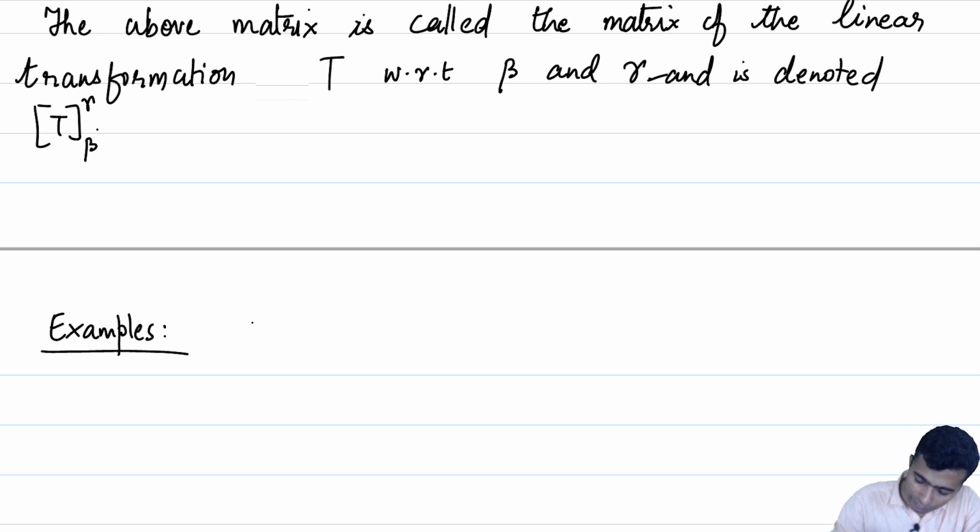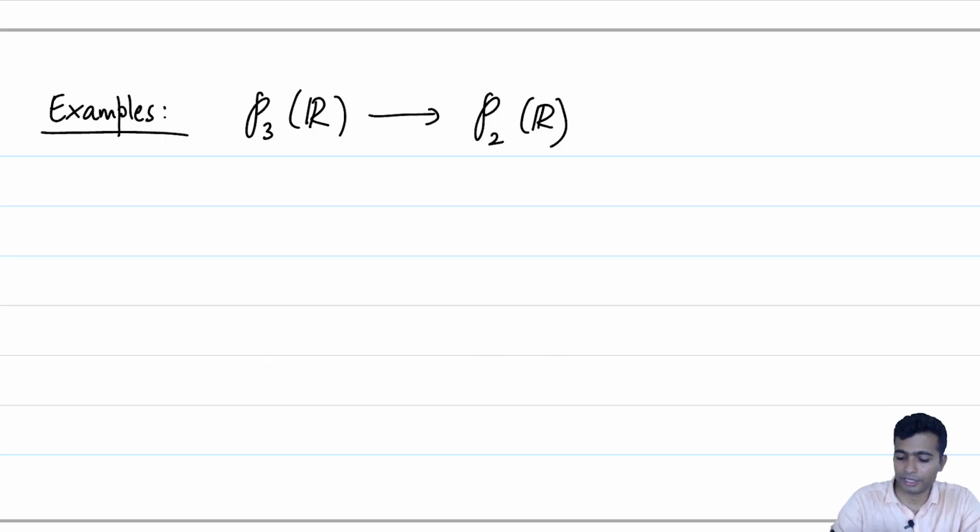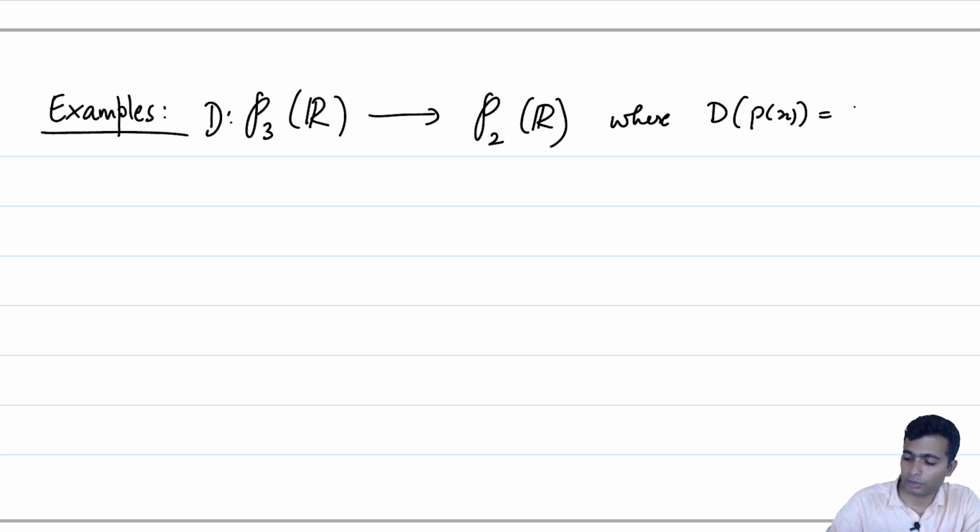We will see how they are all related later, but right now let us again look at one or two examples. One example which I would like to very easily pick and show is the differentiation operator, from P3 of R to P2 of R. Let D be the linear transformation where D of p of x is equal to p prime of x.